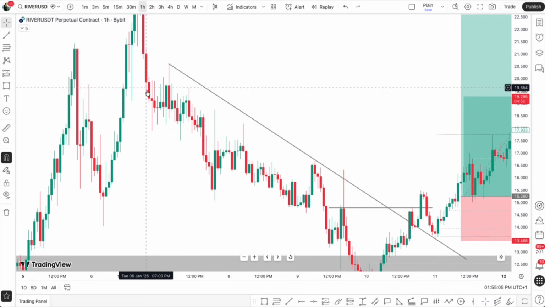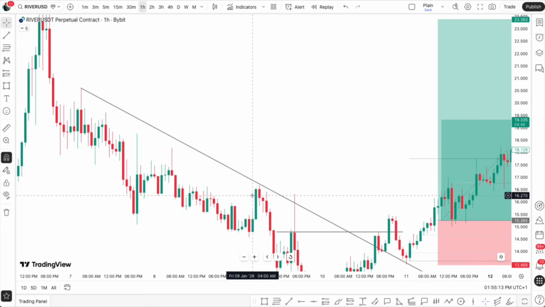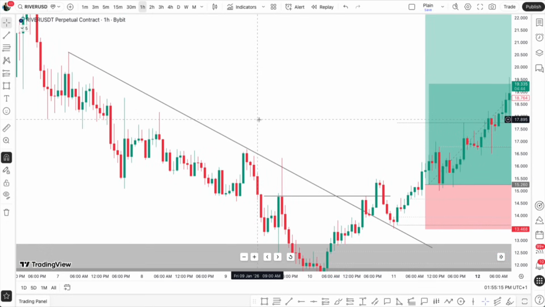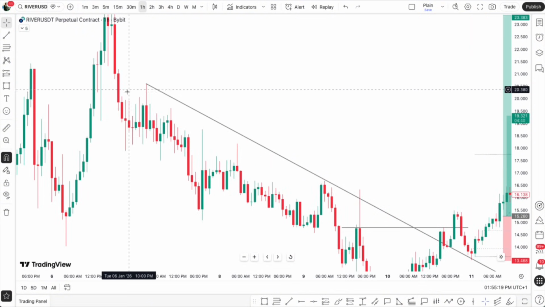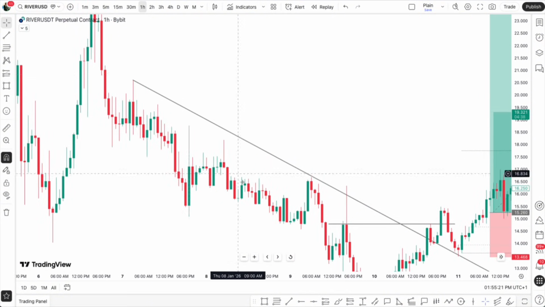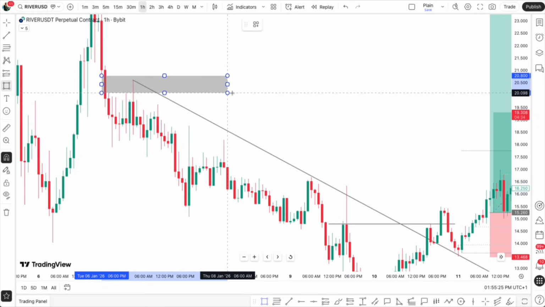Now, one thing you will notice about this particular token, River, is that if you check, River always closes every space. For those of you who do smart money concept, every little space that River has, it always closes. You cannot see any imbalance on the chart that River will not come back to close. For instance, we had a fair value gap around there when the market started dropping.